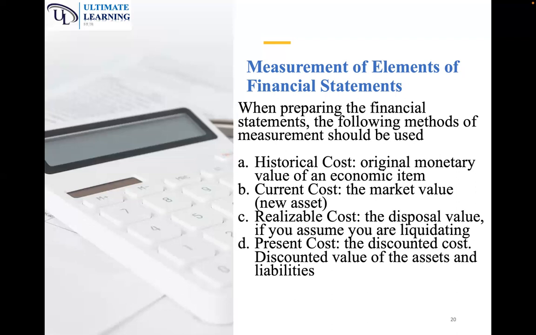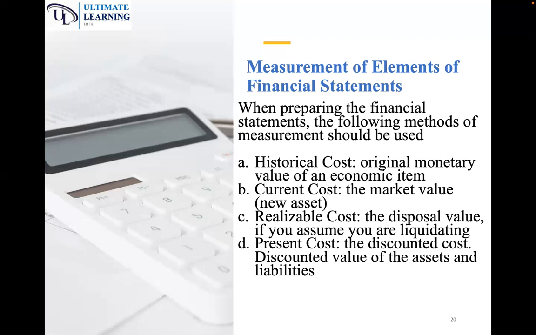And finally, the 4th measure that is used to cost is what we call present cost. Present cost is the discounted cost. In other words, discounted value of the assets and liabilities. Remember, there is what we call time value of money. The time value of money concept tells us that with time, money loses its value. So the value of an asset today is not the same as the value tomorrow.